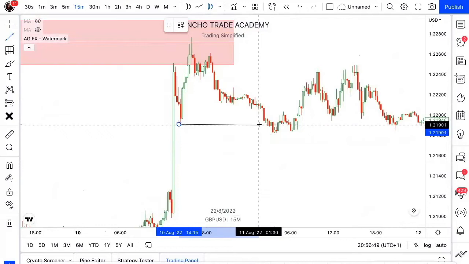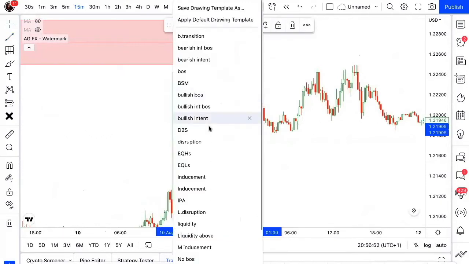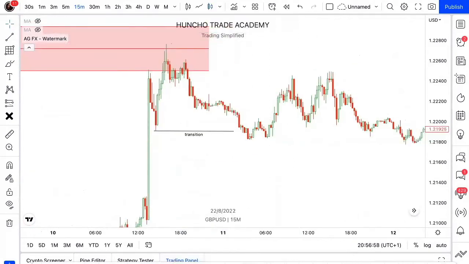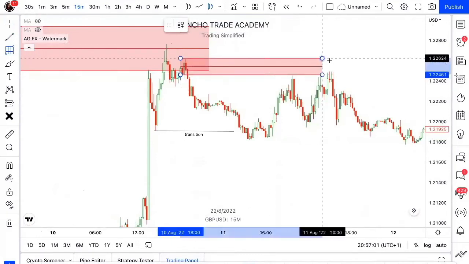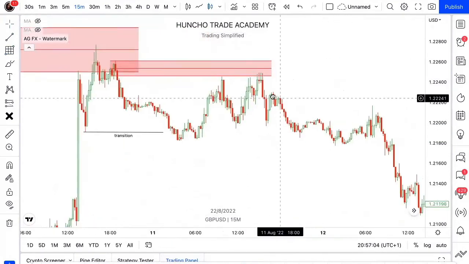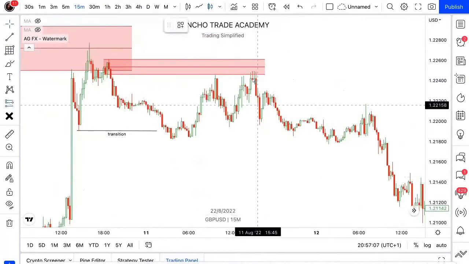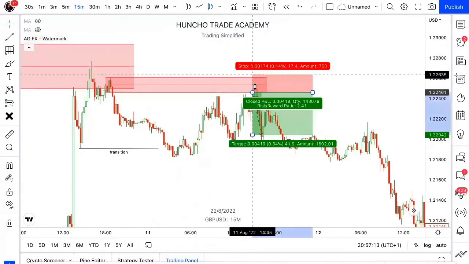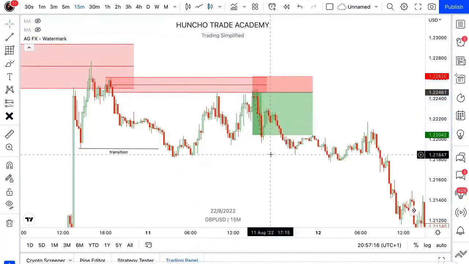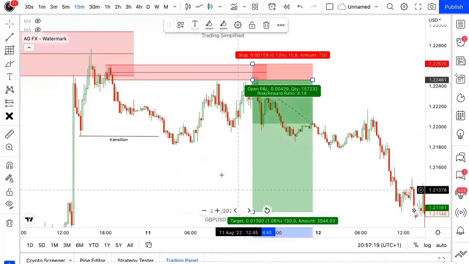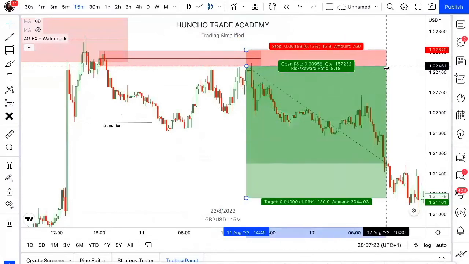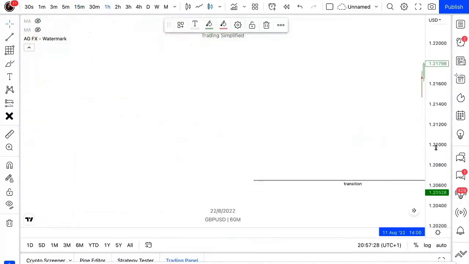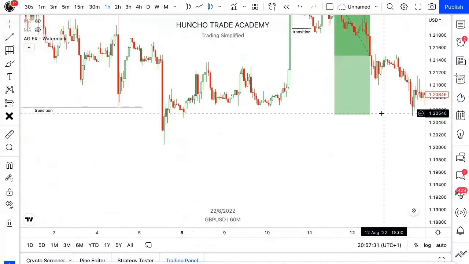So we had this shift in market structure, which I call the transition. Then price came back to this order block. This would have been a very, very good trade, giving us low risk and high reward. This would have been the first trade I would have capitalized on, but unfortunately I missed it. Let's see the kind of reward we are going to get with this kind of entry.